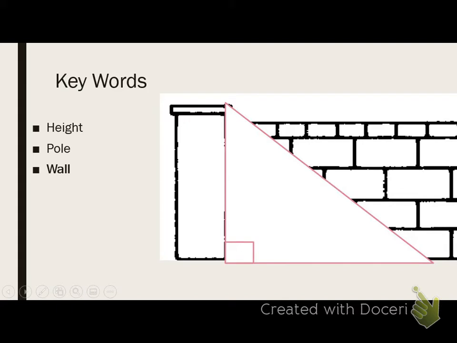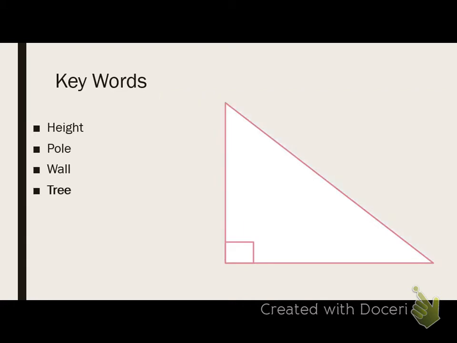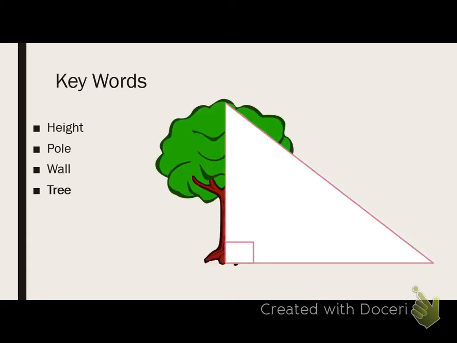A wall, the same idea. We assume it's a right angle with the ground. It'll always be that vertical side. Usually it's the height of the wall. Another is a tree. Usually it'll tell you the height of a tree, something to that effect.